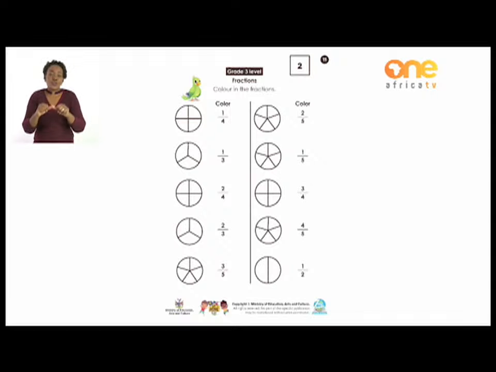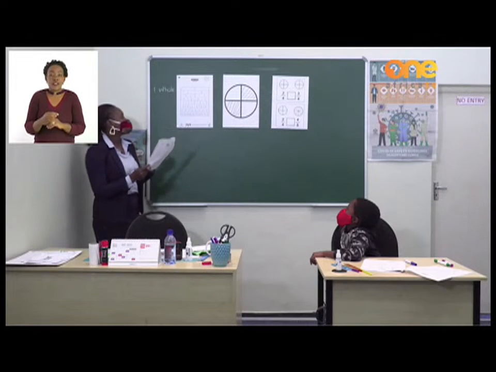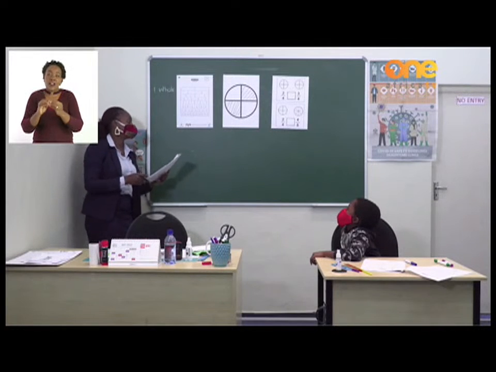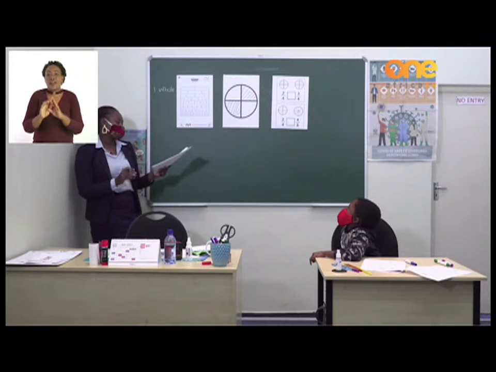You draw a circle. You show me the number of parts. If there are 2 out of 5, it means there must be another one here. Then you color the number on top. 2 out of 5. Okay.